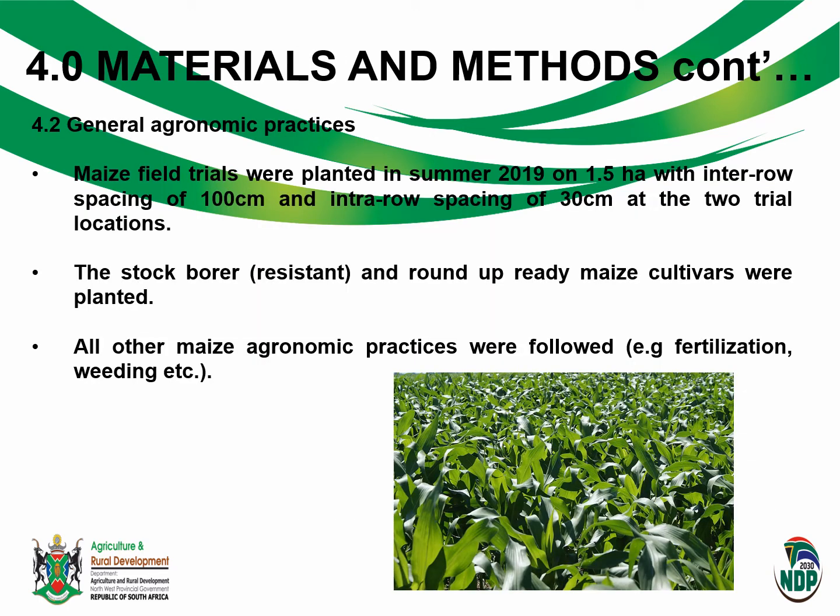General agronomic practices. Maize field trials were planted in the summer of 2019 on 1.5 hectare with inter-row spacing of 100 centimeters and intra-row spacing of 30 centimeters at the two trial locations. The stalk borer resistant and Roundup ready maize cultivars were planted. All other maize agronomic practices were followed.